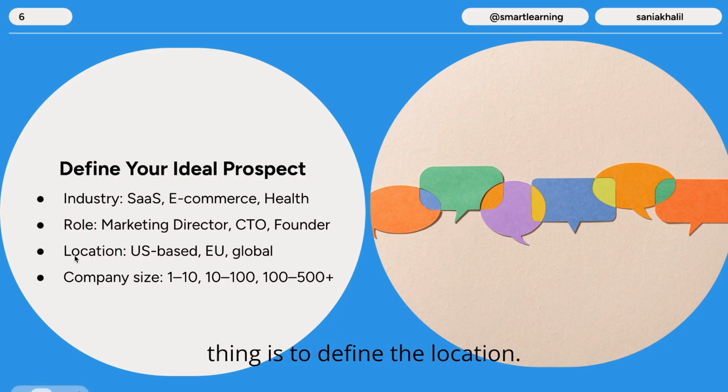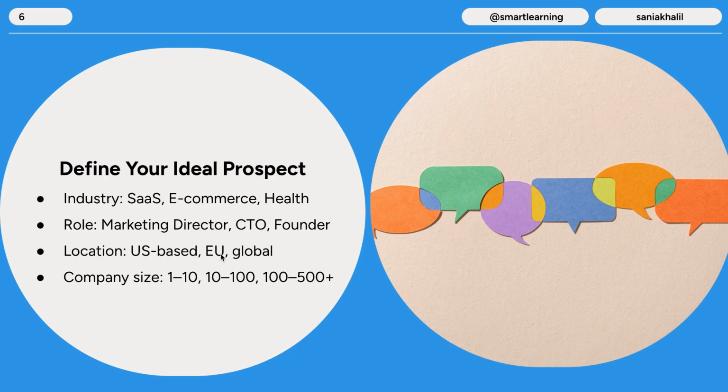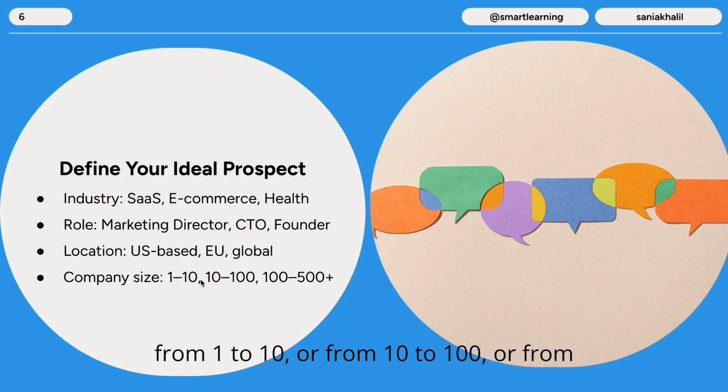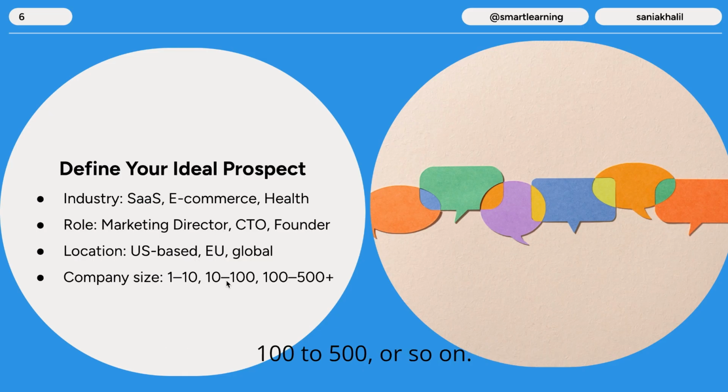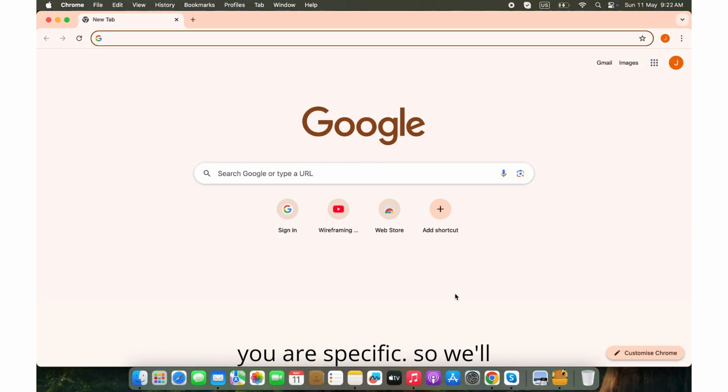Third thing is to define the location. Do you want to search the companies that are US based, that are Europe based, or you want to do global research? And the fourth one is company size. Do you want to target the company which has size from 1 to 10, or from 10 to 100, or from 100 to 500, or so on? So write this down. Clay works best when you are specific.